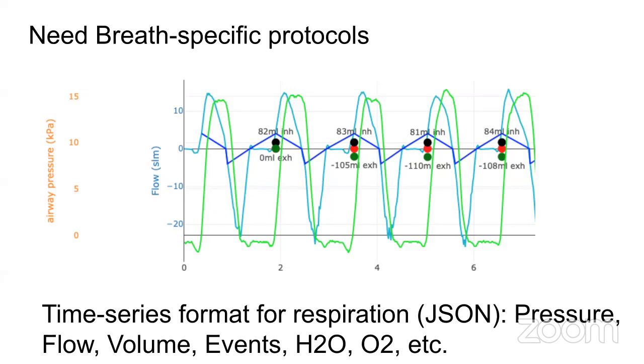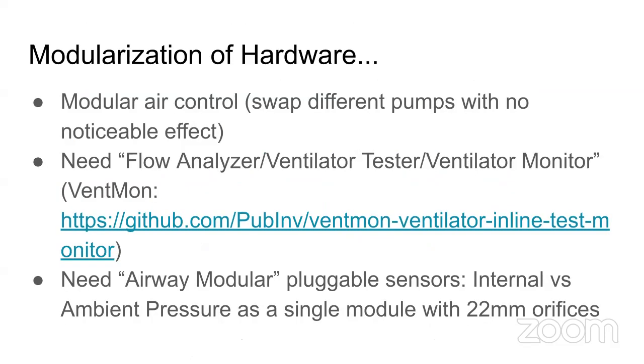There are many ways an Arduino could be used for something that's not a ventilator, but I can't speak to that. So we also need modularization of hardware, modular air control, by which I mean you can provide the force to push air into someone's lungs in different ways. You can use a pump, you can squeeze a bag, you can use a motor, you can use a fan, you can use compressed air, but all of them have to be controlled in some way. If we had modular air control, you could change that. And ideally, it wouldn't matter if you were using a pump or compressed air.